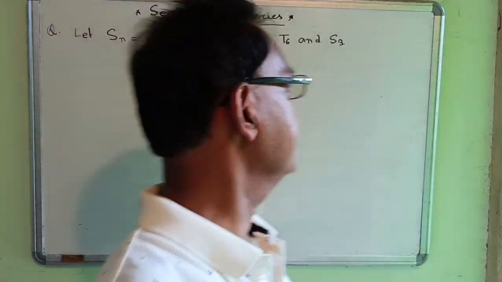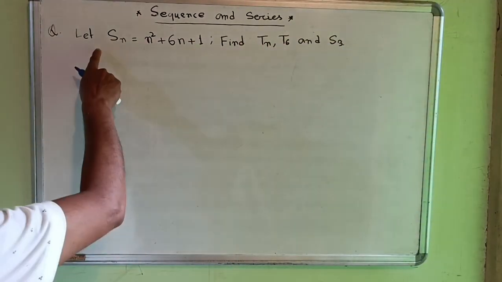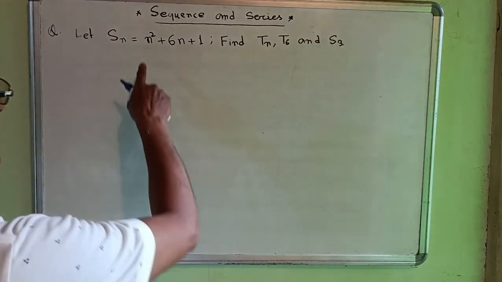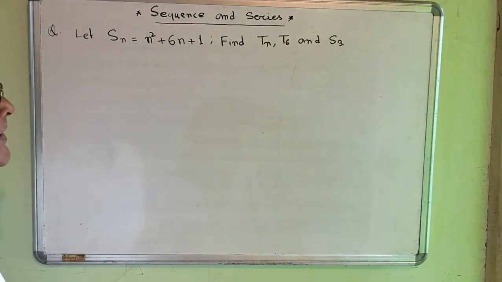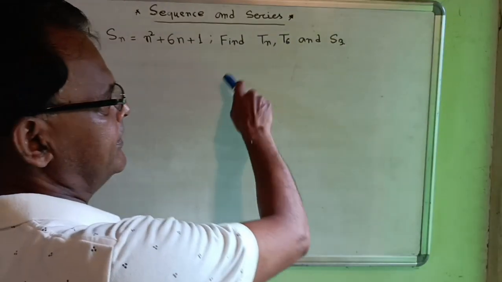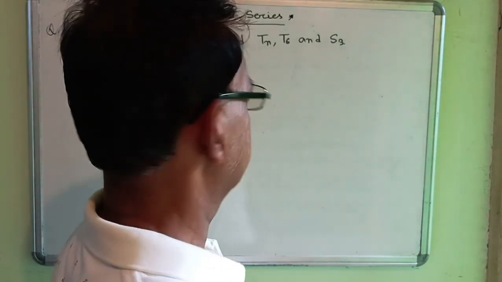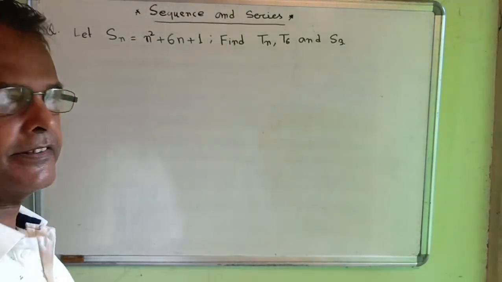Question is given, let Sn equal to n square plus 6n plus 1. Find Tn, T6 and S3. Sn is the sum of the first n terms of any series.